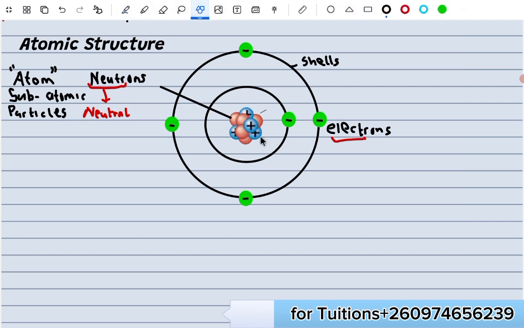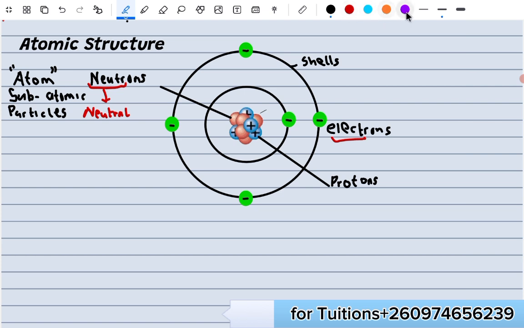The ones that are positively charged and in blue have got a special name. We call these ones protons.